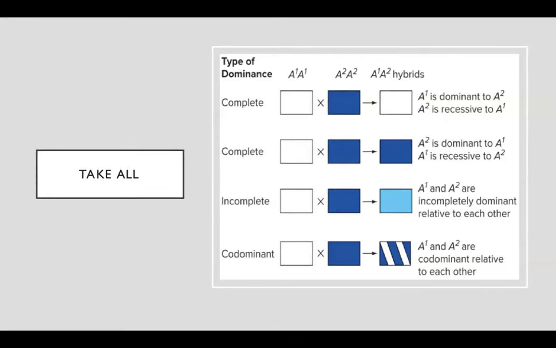During incomplete dominance, neither allele is dominant relative to the other. So you can have a combination, which is blue. For codominance, they showcase both blue and white. So with codominance, the alleles are codominant relative to each other. They showcase both allele traits. With incomplete dominance, there's a blending of the allele traits.